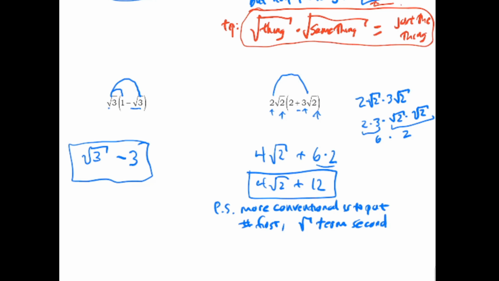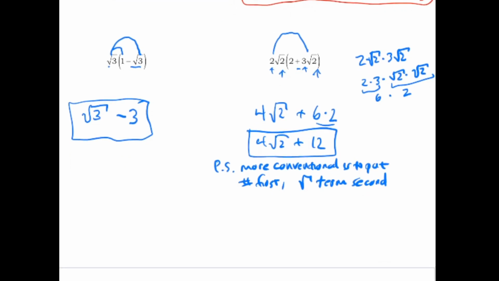Kind of like, when you have x squareds and x cubes and stuff, you usually put the x cubed first and then the x squared. It's just a convention, right? It's called standard form. This is similar. We would actually put the 12 first plus the 4 radical 2. That would be more conventional.